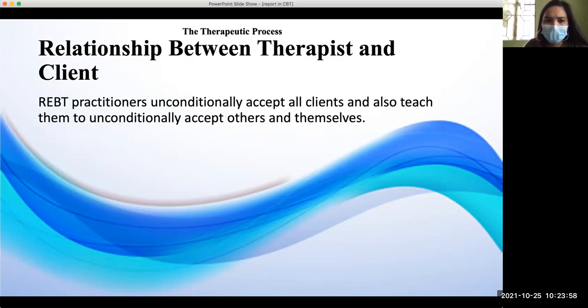Dito naman, REBT practitioners unconditionally accept all clients and also teach them to unconditionally accept others and themselves. So REBT practitioners accept their clients as imperfect beings who can be helped through a variety of techniques such as teaching, bibliotherapy, and behavior modification. So Ellis builds a rapport with his clients by showing them that he has great faith in their ability to change themselves and that he has the tools to help them do this.